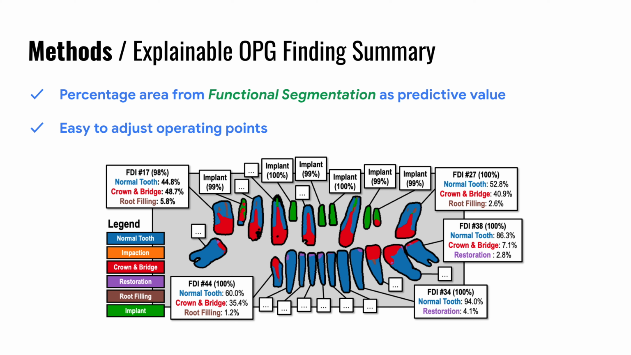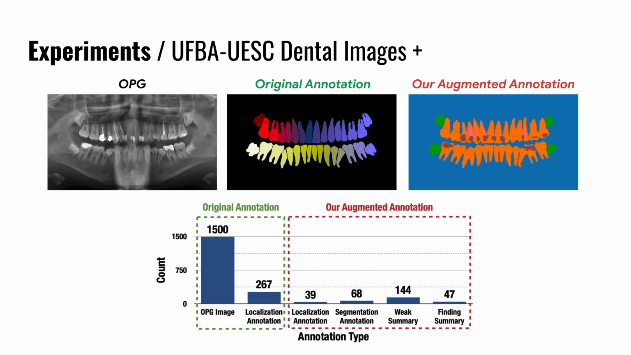For every tooth, what we're interested in is the fractional area of each functional component. Using the area not only allows an interpretable finding summary, but also allows you to freely adjust operating points for those binary classifications. We use this Brazilian OPG dataset and enriched it with our annotations from 3 board-certified dentists. We annotated localization, segmentation, the weak summary for training, and finding summary for testing.